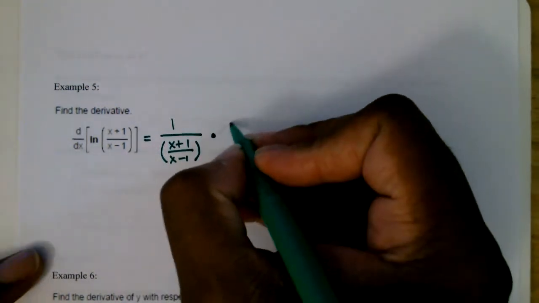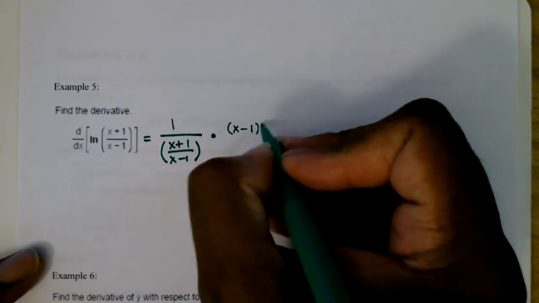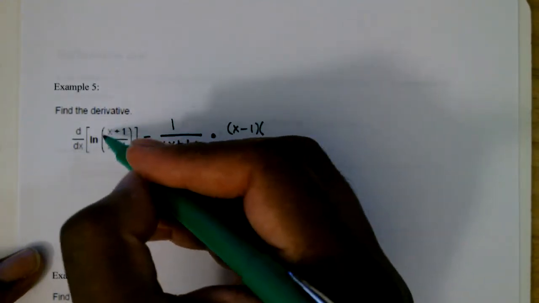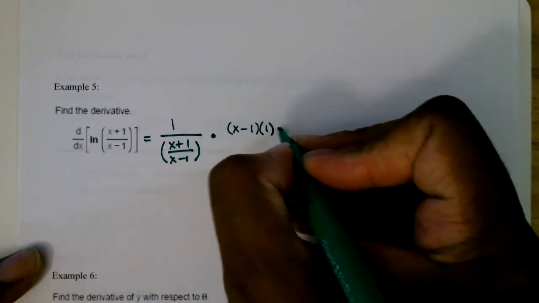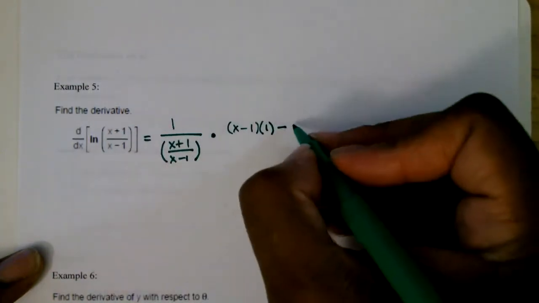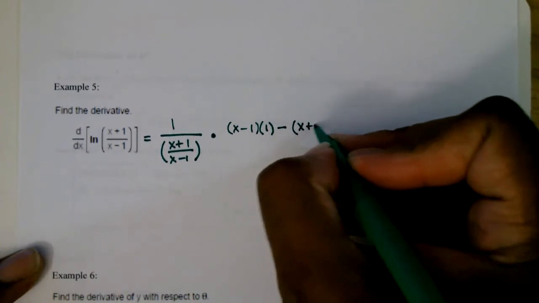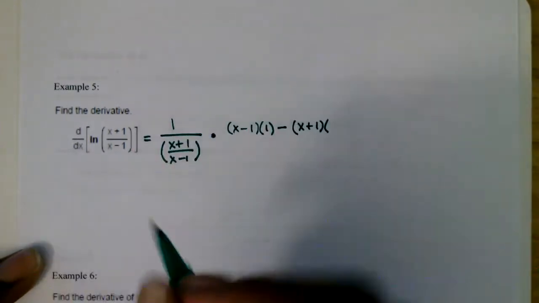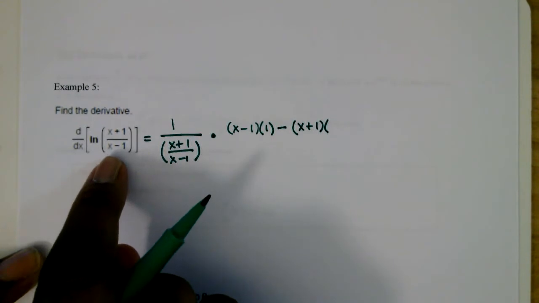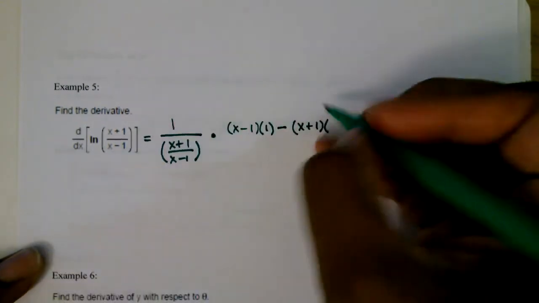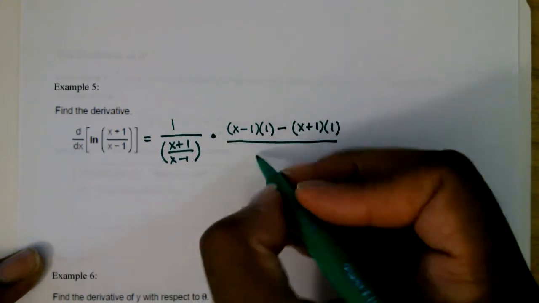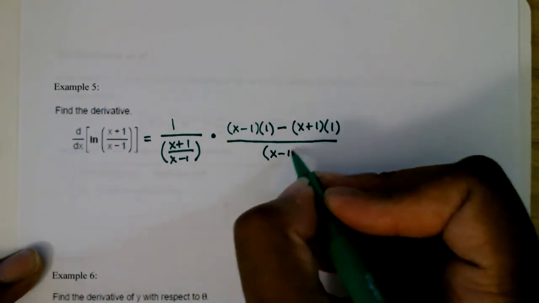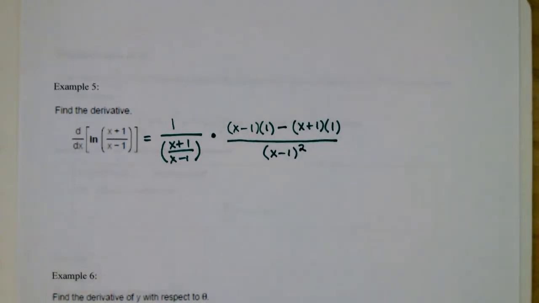I take the denominator, which is x minus 1, times the derivative of the numerator. The derivative of x plus 1 would just be 1. And then minus the numerator, which is x plus 1, times the derivative of the denominator. The denominator is x minus 1. Its derivative is just going to be 1. All that would be divided by the square of the denominator.